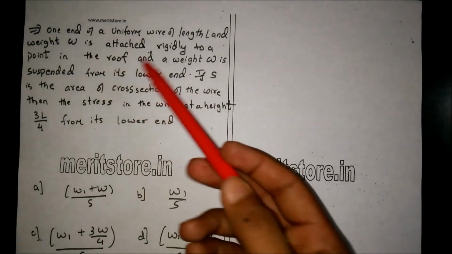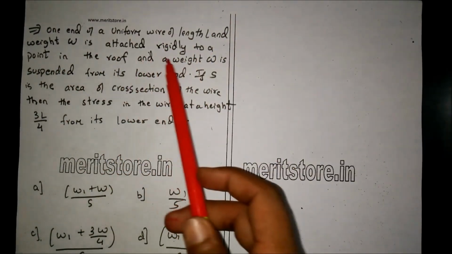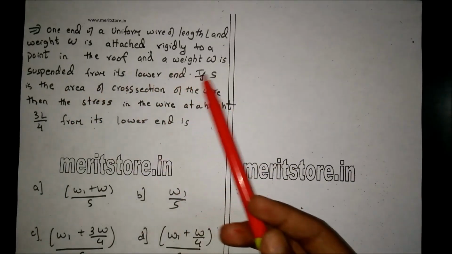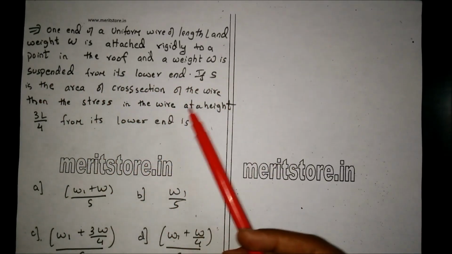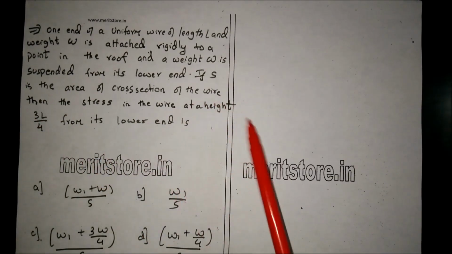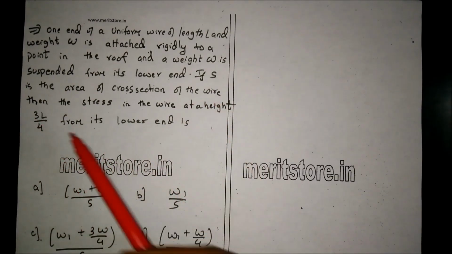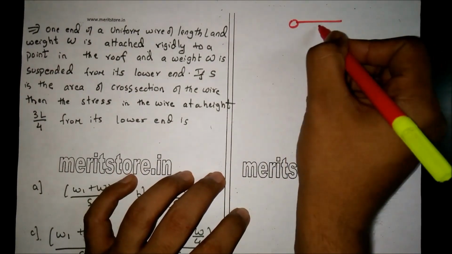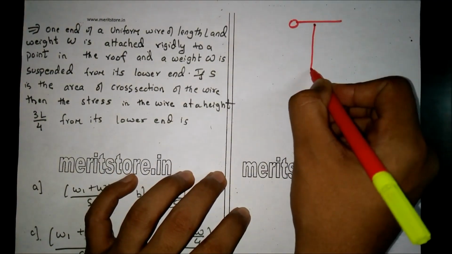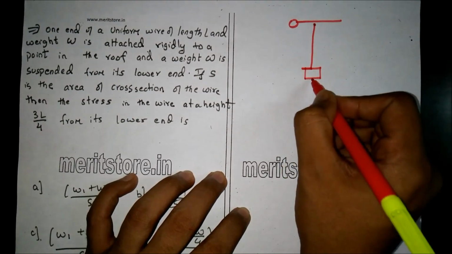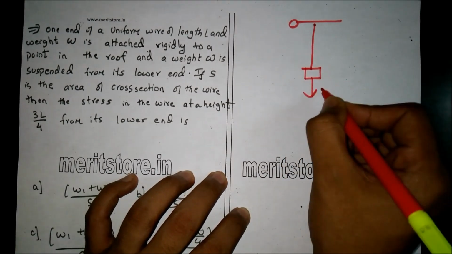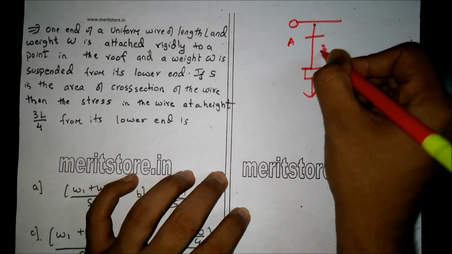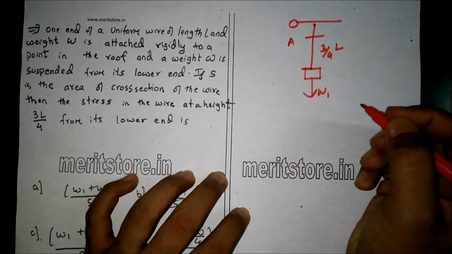One end of a uniform wire of length L and weight W is attached rigidly to a point in the roof, and a weight W1 is suspended from its lower end. If S is the area of the cross section of the wire, then the stress in the wire at the height of 3/4 L from its lower end is, here are the options. Now suppose this is the ceiling and this is the wire where the weight W1 is attached over here, where the downward force acting is W1. Now we need to find the area which is at 3/4 L from the lower end.